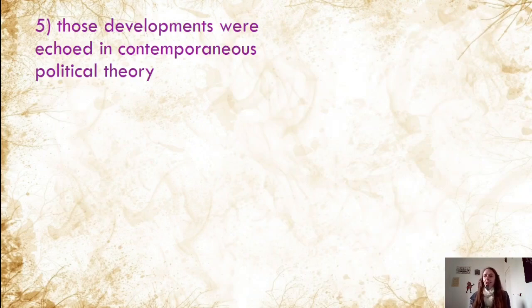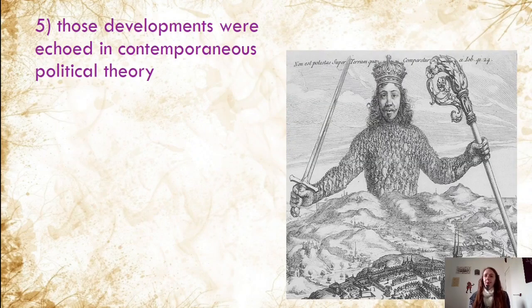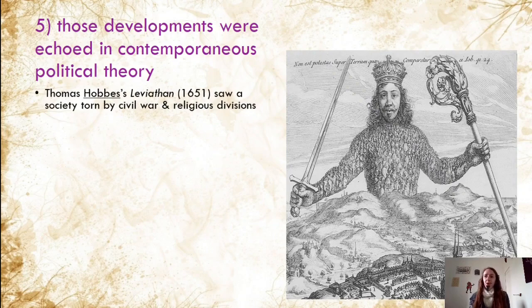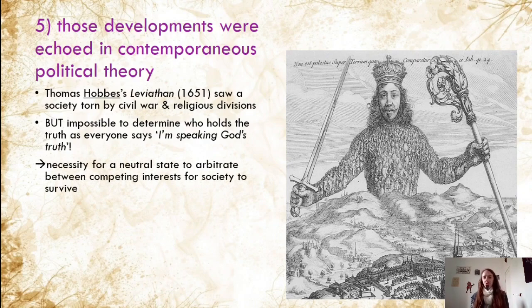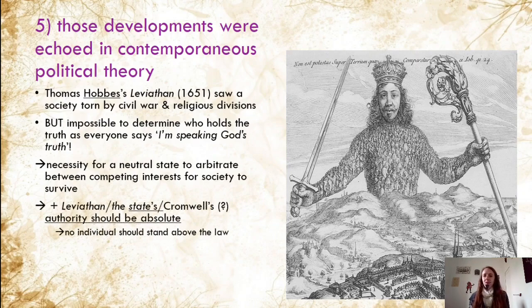Those developments were echoed in contemporaneous political theory, with Thomas Hobbes' Leviathan, which saw a society torn by civil war and religious divisions, where it was impossible to determine who holds the truth, as everyone is the one claiming to be speaking God's truth. There was a necessity for a neutral state to arbitrate between competing interests for society to survive.